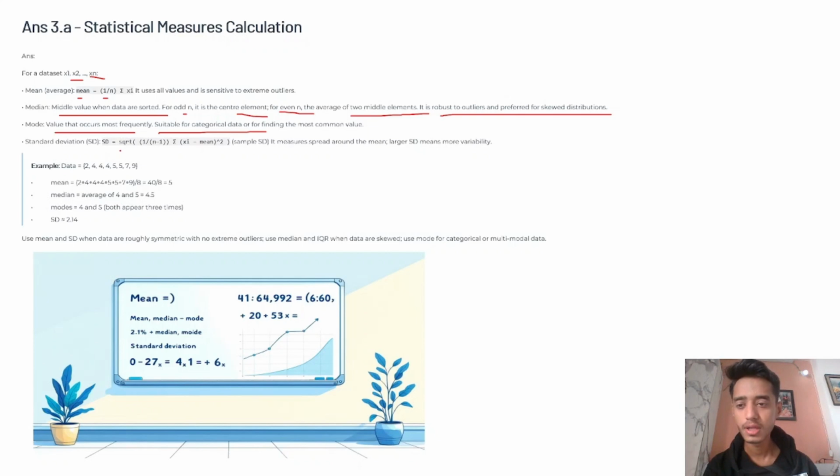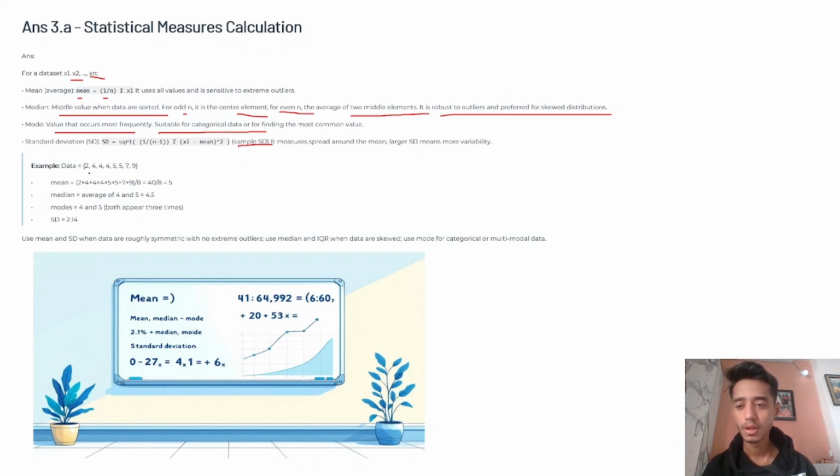Standard deviation formula is the square root of 1 upon n minus 1 times the summation of (xi minus mean) whole squared, which is the sample standard deviation. It measures spread around the mean. A larger standard deviation means more variability. Example data: 2, 4, 4, 4, 5, 5, 7, 9.